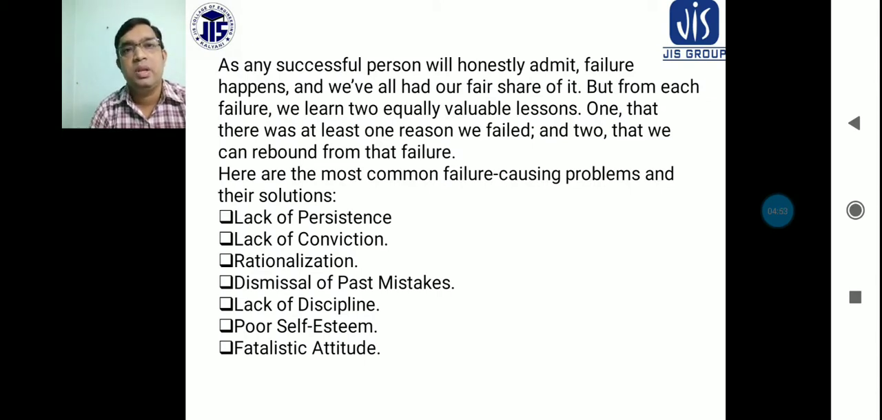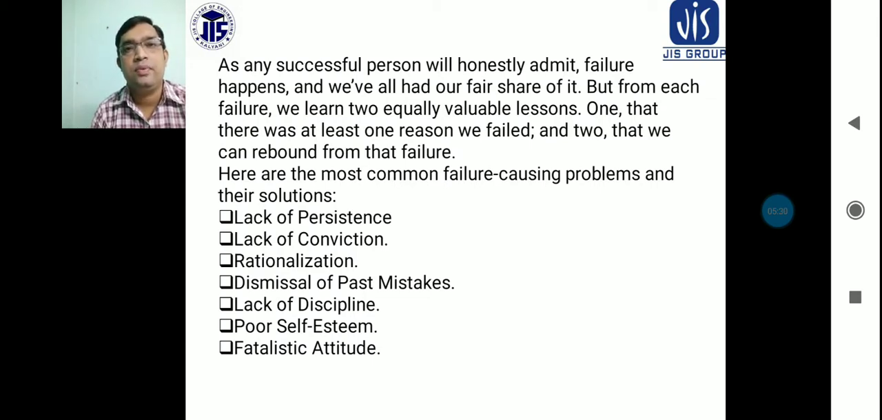But from each failure we learn two equally valuable lessons. Suppose one failure occurs in your life; then you learn something from that failure. And another thing: you always avoid this type of thing when you consider new productions or a new business you are starting. These are the lessons we learn from failures, because there was at least one reason we failed.